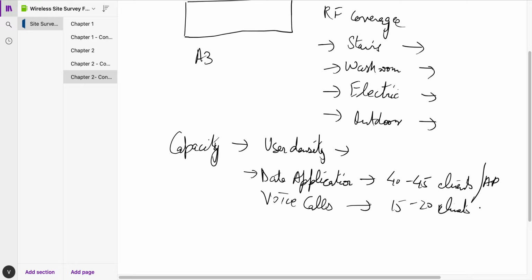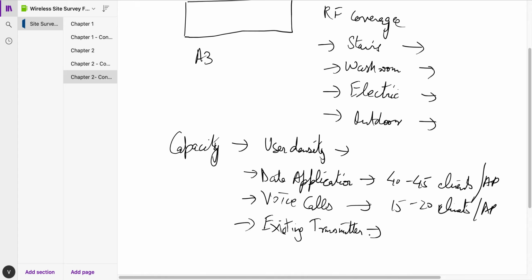I mean, I would not even like to test that 20. I would say voice calls back to back, 15 clients, more than enough. So you need to understand this data application or voice applications as to what they are trying to connect on. We can actually figure out another thing called the existing transmitters. You can figure out, let me write this down: existing transmitters.